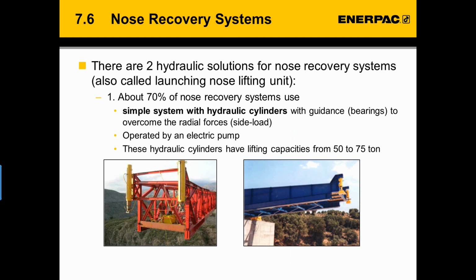Looking closer at the nose recovery system, or nose lifting unit as it is sometimes called, we can say that there are 2 hydraulic solutions. In the majority of nose recovery systems we will find a simple system with high pressure hydraulic cylinders. The cylinders are equipped with guides or bearings to overcome side load as a result of radial forces. An electric pump will operate the cylinders, which generally have lifting capacities from 50 to 75 metric tons.